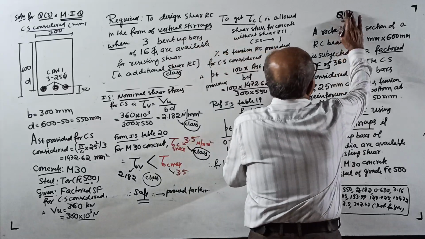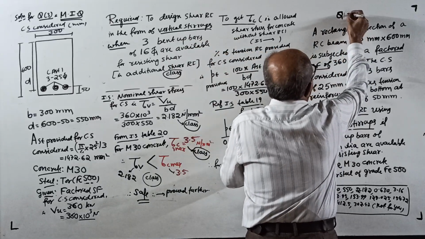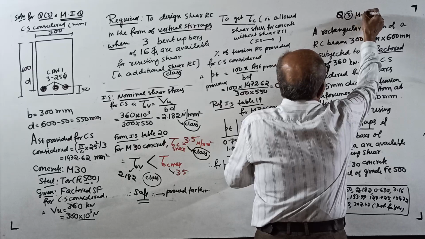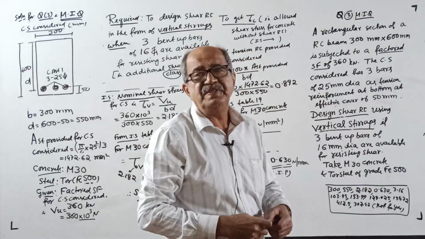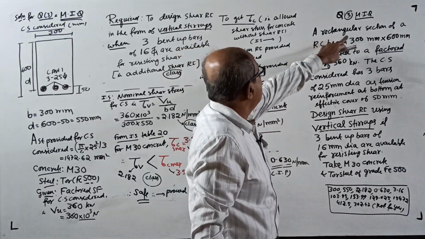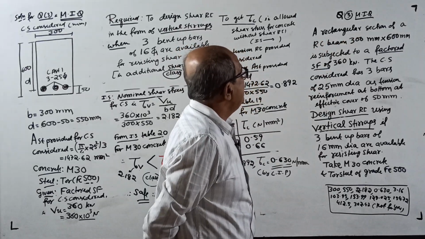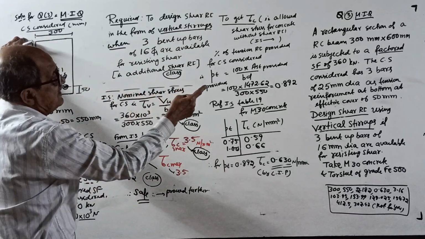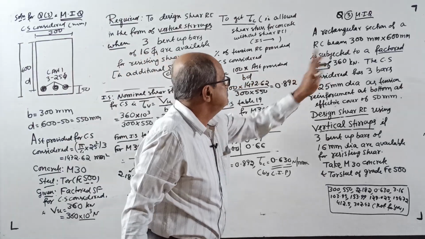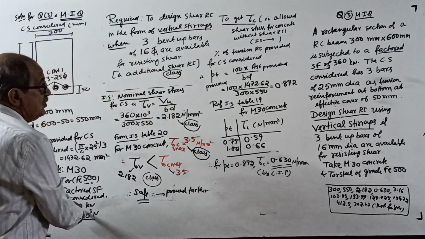Now, question number 3, the most important question. Actually, this is the question which will cover everything. Start. A rectangular section of an RC beam, 300 by 600, factored shear force of 360 kilonewton. I have written here 360 kilonewton.